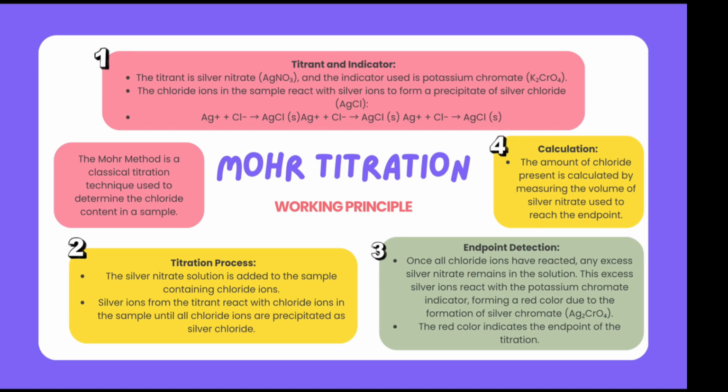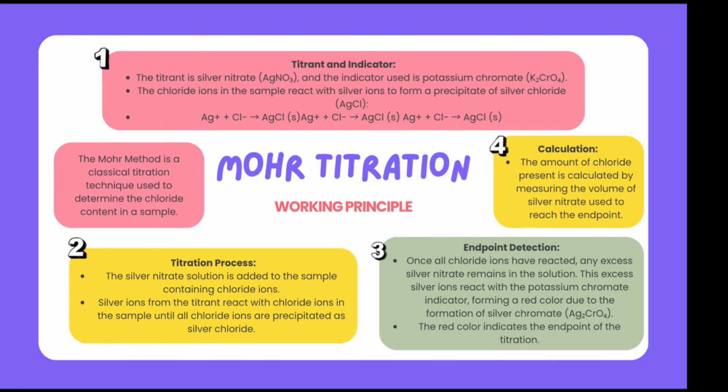As long as Cl- remains, Ag+ is consumed by forming AgCl. When essentially all chloride has been consumed, the next Ag+ added can no longer form AgCl and instead reacts with chromate. The first persistent reddish-brown color indicates the endpoint.